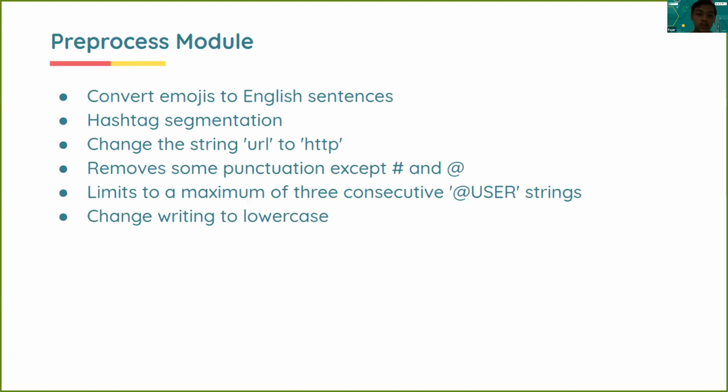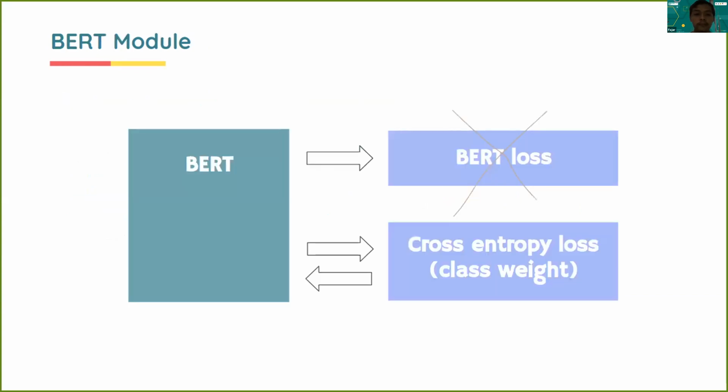The pre-process module consists of converting emojis to English sentences, hashtag segmentation, and changing the URL string to HTTP, because the URL does not exist in the BERT tokenization. So we convert the URL to HTTP, remove some punctuation, limit to a maximum of 3 consecutive @user mentions, and change the writing to lowercase. And this is the BERT module.